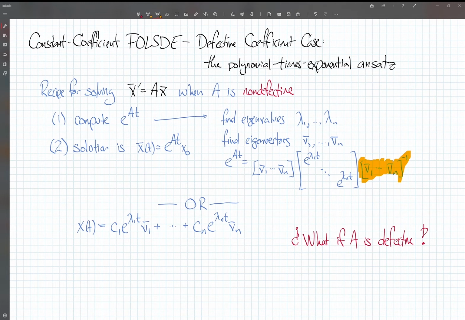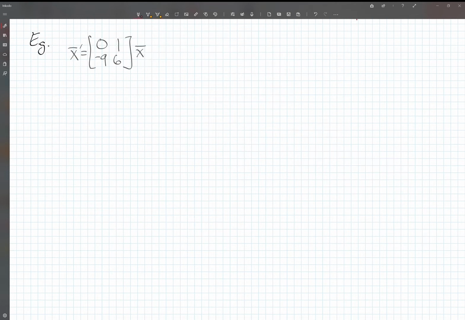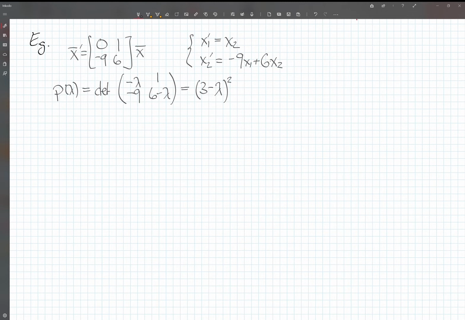Let's figure out what to do by thinking about one particular example of a defective matrix. So here is a constant coefficient homogeneous FOLSDE, and of course we know any such vector equation can be converted into a system of scalar equations. Let's just try our approach for the non-defective case and see what happens on this matrix. The first step is to find the eigenvalues, which you do by computing the characteristic polynomial. In this case, we have one eigenvalue with algebraic multiplicity 2.